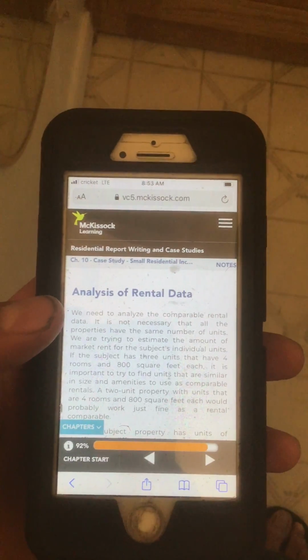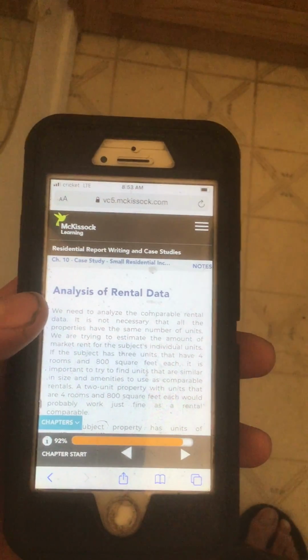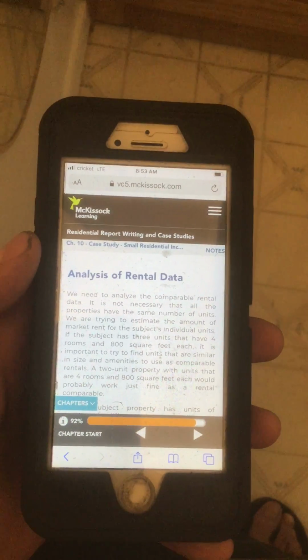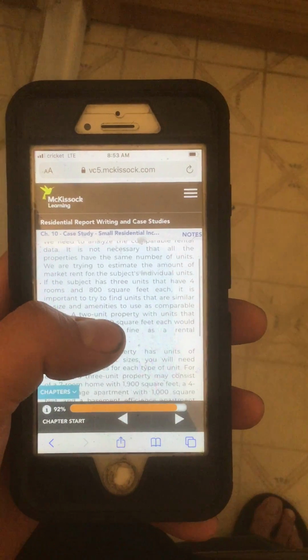Residential report writing and case studies. Chapter 10, case study, small residential income property. Analysis of rental data. We need to analyze the comparable rental data.